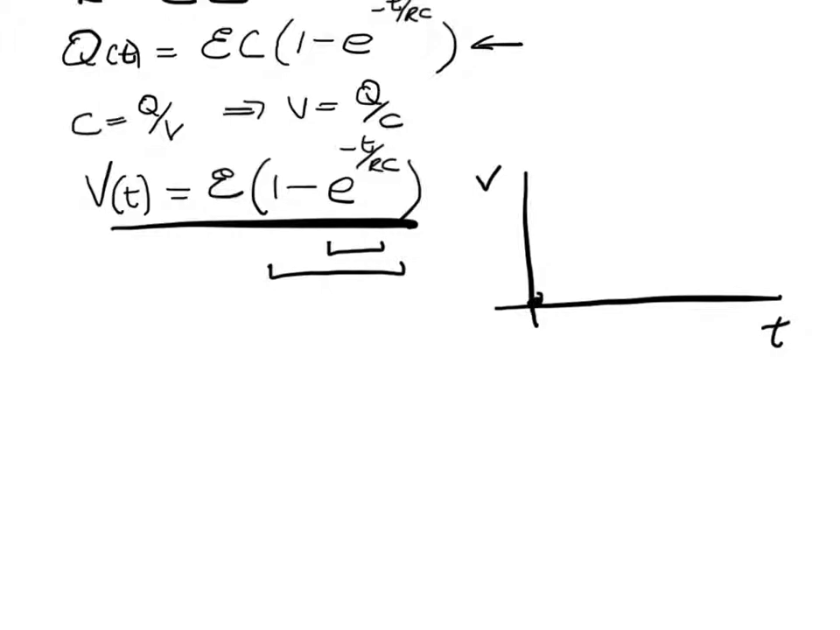What happens when the time gets very big? When the time value gets very big, then this becomes e to some big negative value. So this approaches 0. This right here is going to approach 1, and so what we're going to get close to is the battery's EMF. So what we get is something that exponentially approaches the battery's EMF, which is in line with our conceptual expectations.